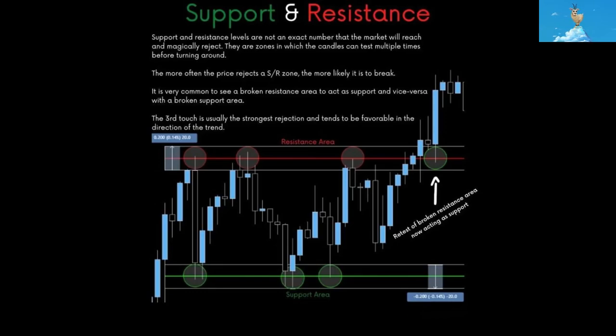So that third touch, that's the one you can put your heart into, right? Not your emotions. That's real wisdom. The third touch is often the strongest rejection, because by then everybody and their mama see the level. Everybody that's watching the chart drew the same line, everybody waiting to trade off of the same level. So the reaction at the third touch is usually violent and usually clean. That's why a lot of professionals wait for the third confirmation, y'all, before they put a lot of dip on the chip.